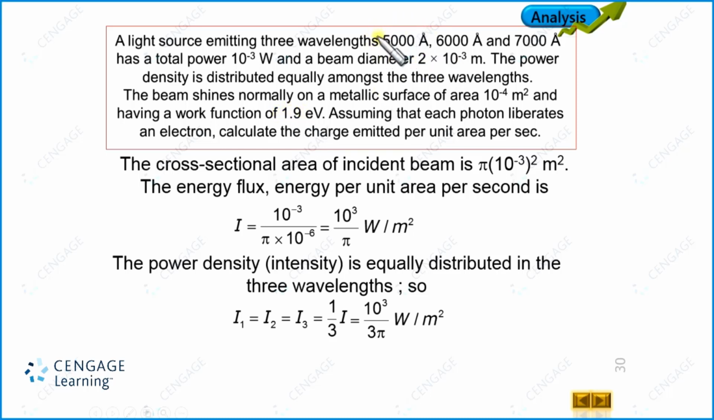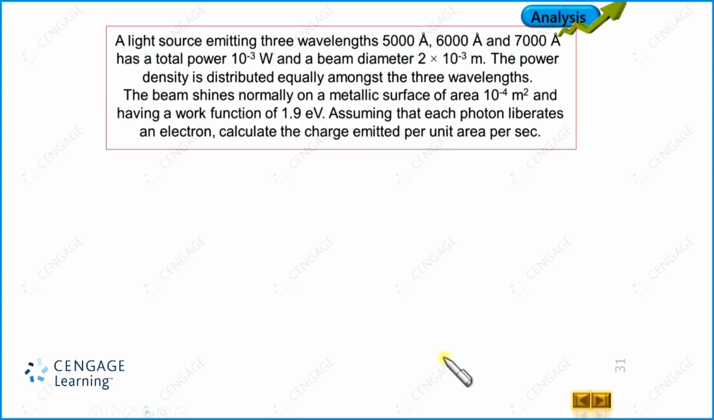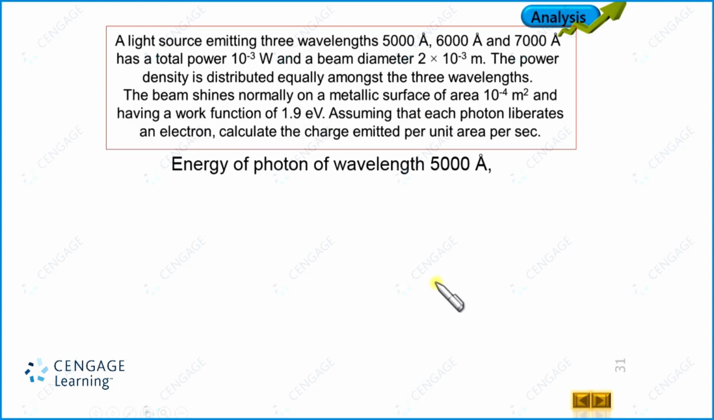We need to find the energy of the photon associated with this wavelength and this wavelength. We need not consider this wavelength, because it is greater than the threshold wavelength. So let us calculate the energy of the photon of wavelength 5000 angstrom. We know the formula for the energy of a photon as hc divided by lambda, and when wavelength is given in angstrom, hc is 12400 divided by lambda in angstrom. So we can write 12400 divided by 5000 in electron volt. This value will be equal to 2.48 electron volt.